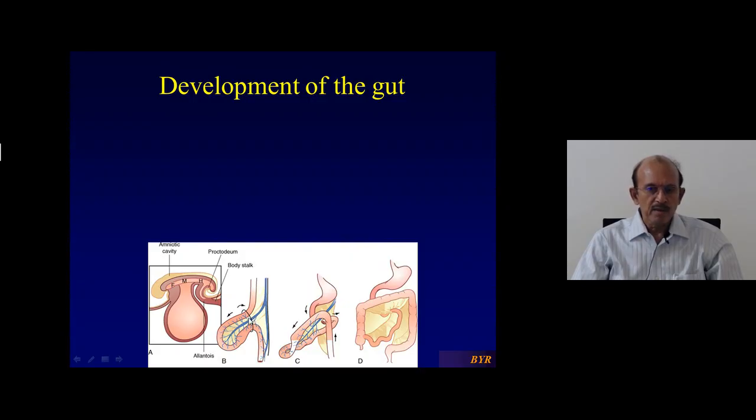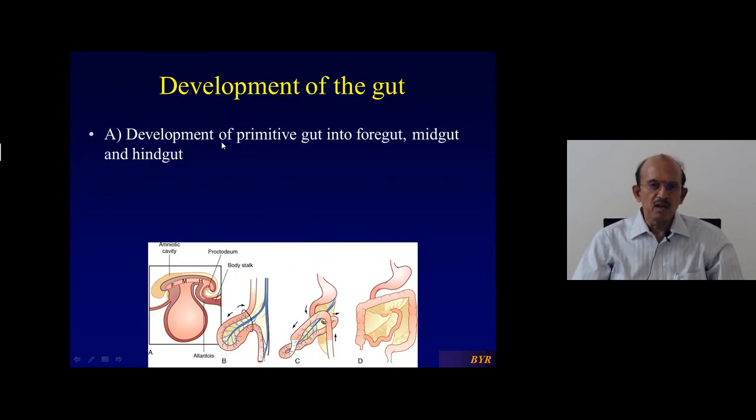Then what happens? Once it gets developed, by the end of the 5th or 6th week, this whole gut will go inside. How does it go inside? There is a method. It goes in a methodical way. Once it goes inside, then it develops again. So this is called the rotation of the gut.